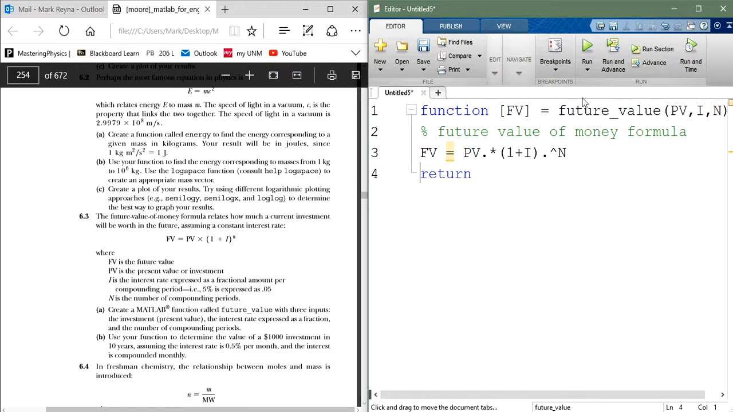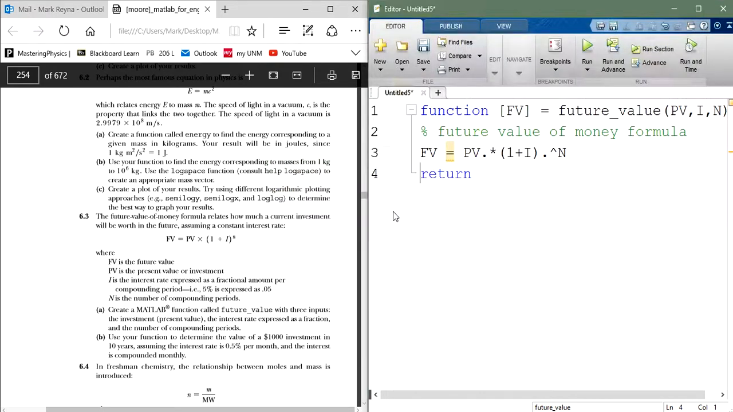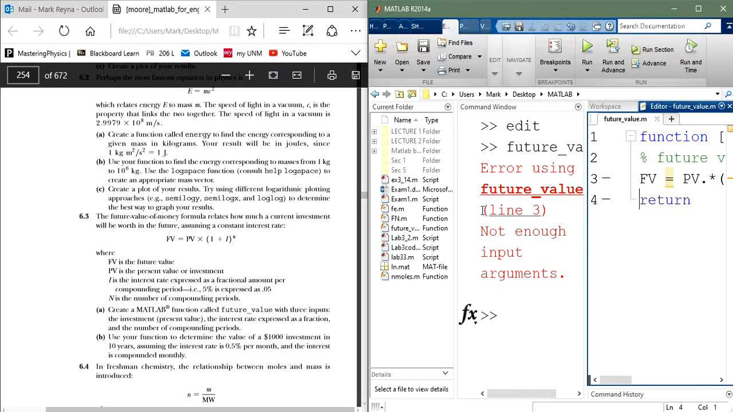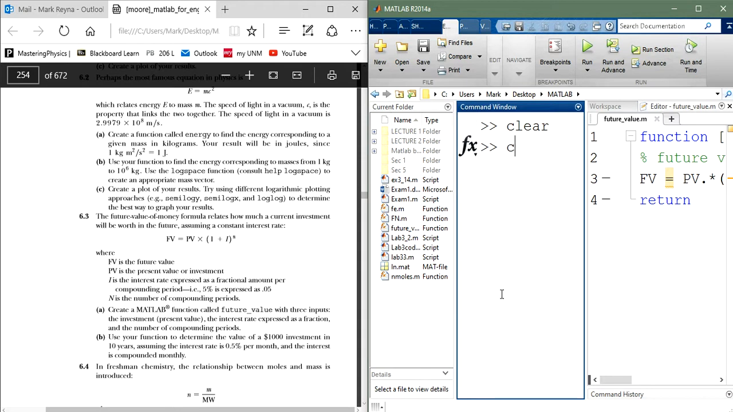And that's it, guys. That's what they wanted from us. So we'll run it, save it as future value, say yes, dock this, CLC and clear this, and then they want me to use the values of 1,000 for the initial investment.